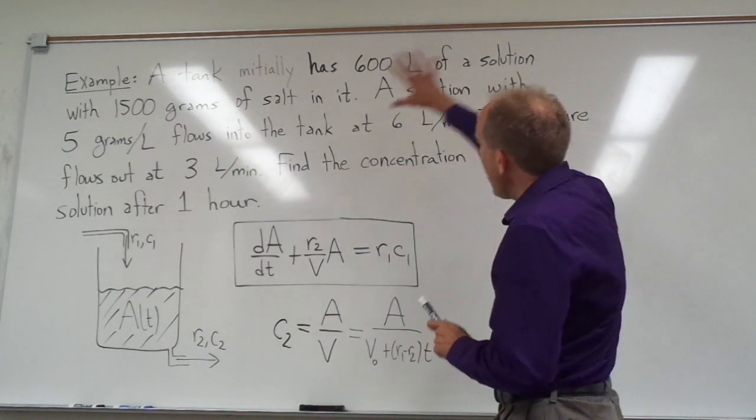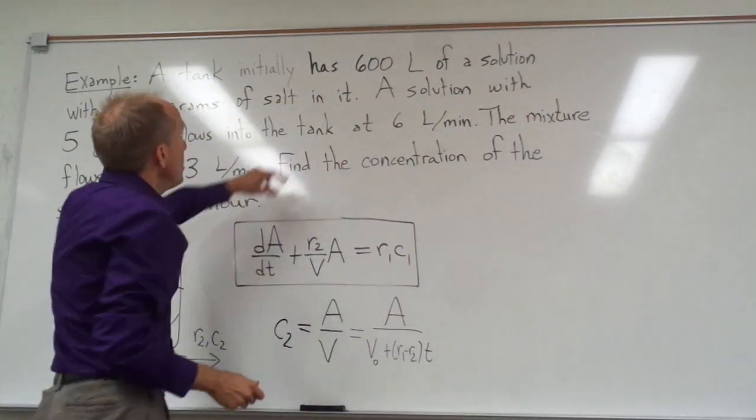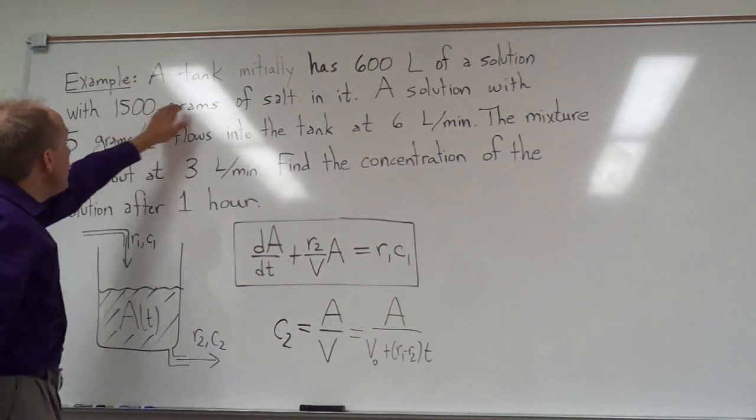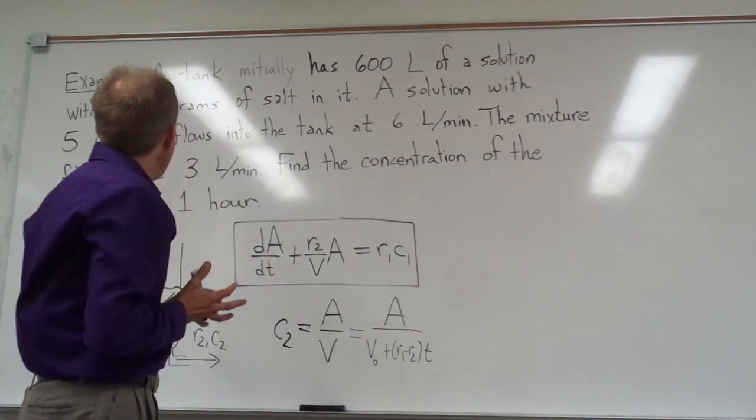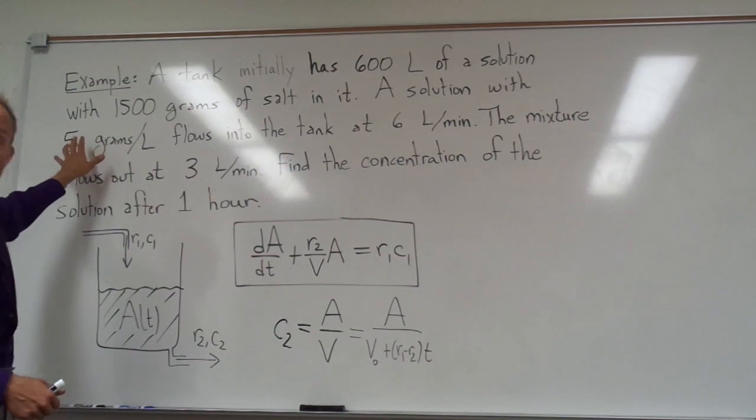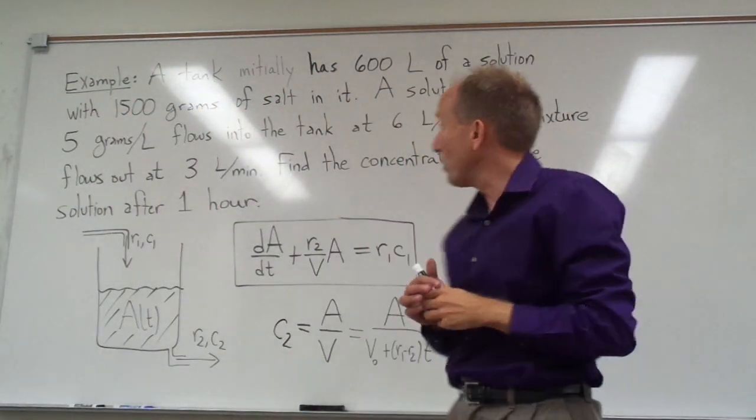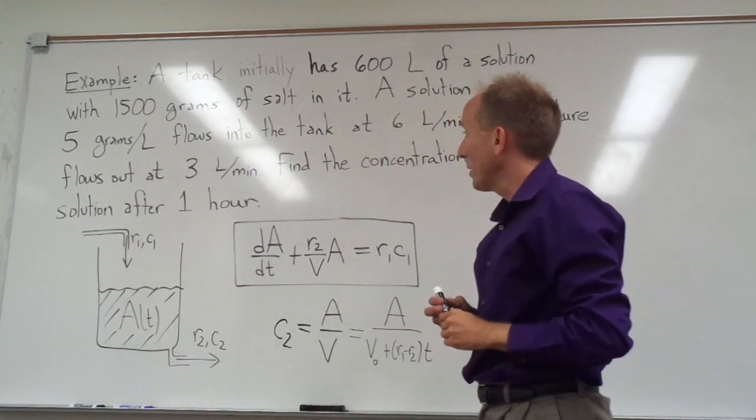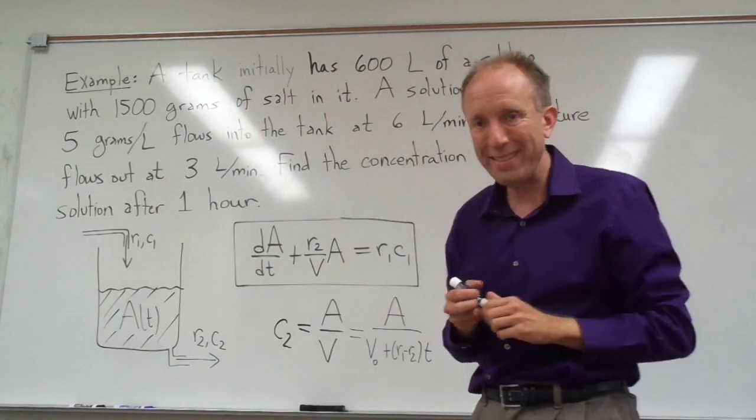So we have a problem here, and we need to just read it very carefully. We initially have 600 liters, and we have 1,500 grams of salt in the solution. And flowing into the tank, we have a solution with 5 grams per liter, and it's flowing in at 6 liters per minute, and flowing out at 3 liters per minute. So a lot of this is just figuring out which number goes in which place.